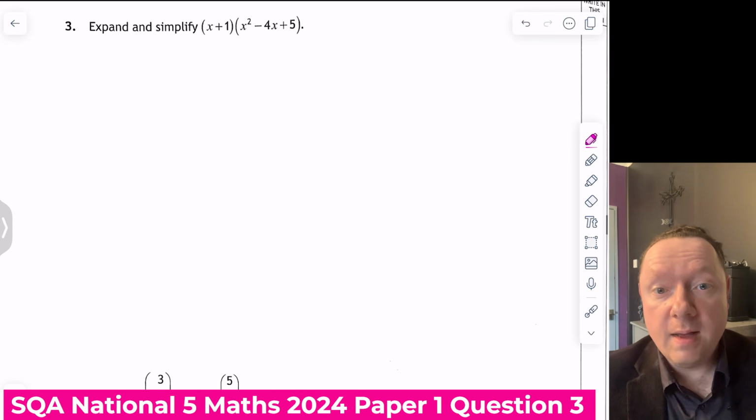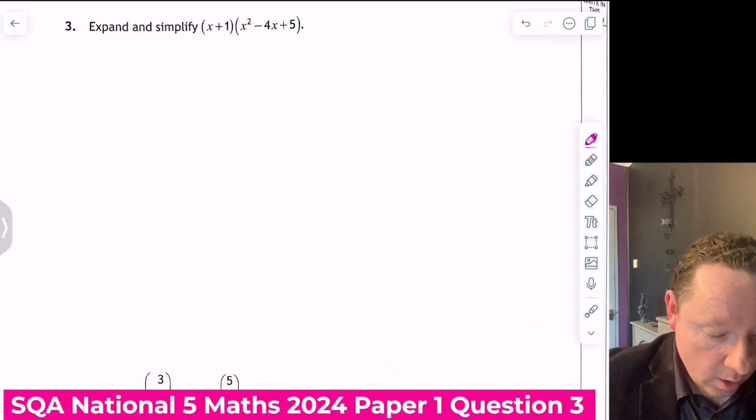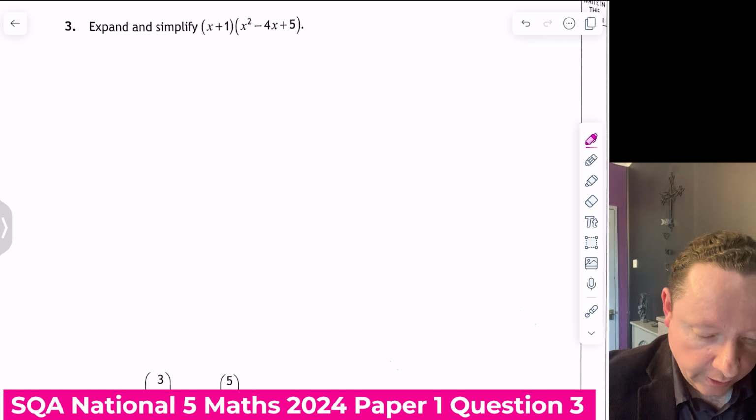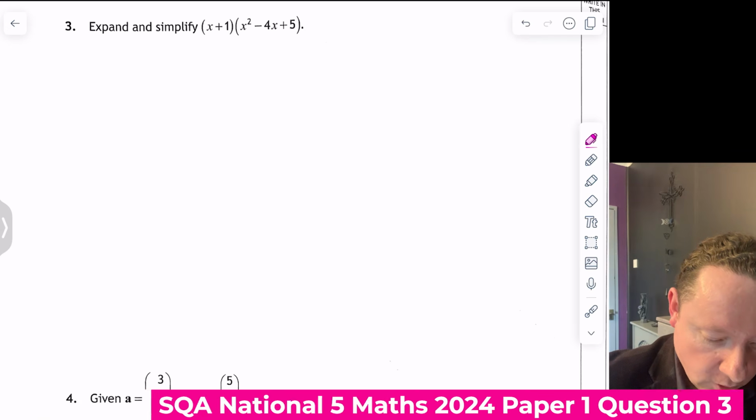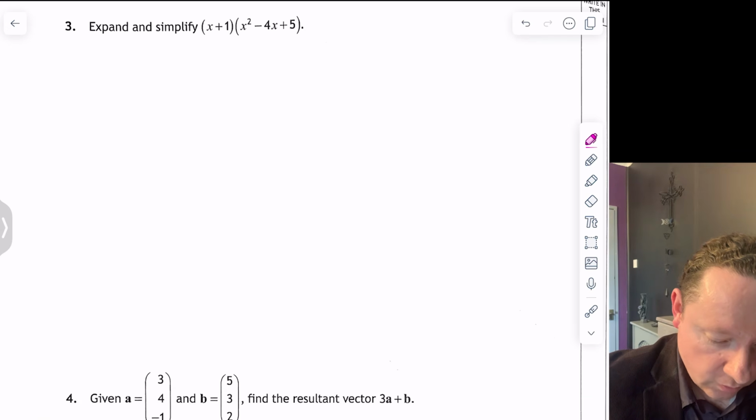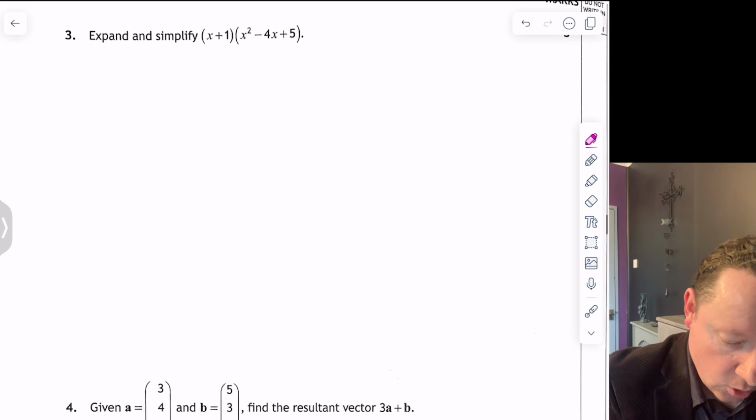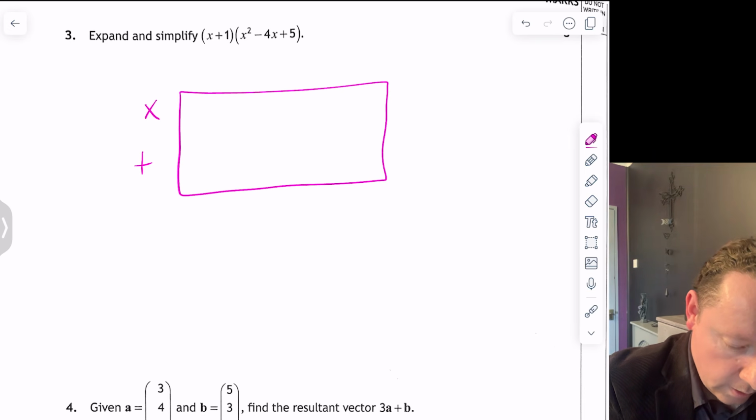SQA National 5 Maths 2024. Question 3, paper 1, question 3. x plus 1 times x squared minus 4x plus 5. So I usually draw a box for these. x plus 1, x squared minus 4x plus 5, expanding it all.